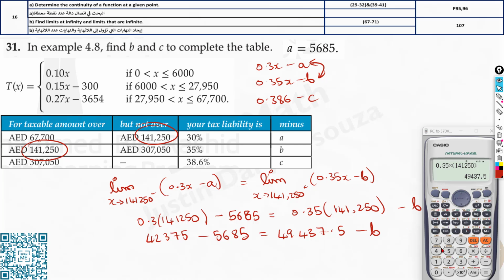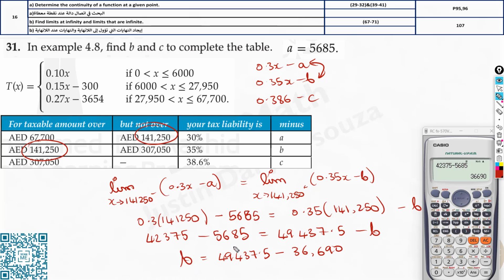But before that, we can simplify this, right? 42,375 minus 5685. The answer is 36,690. So I'll directly take this negative b to the other side, where it becomes positive. And here we have 49,437.5. And this answer over here, 42 is bigger, so 36 is positive, but when it moves to the other side, it becomes negative 36,690. When you subtract 5,600 from 42,000 and so on, you get 36,690 positive. But we move that to the other side of the equation, and this negative b to the other side.